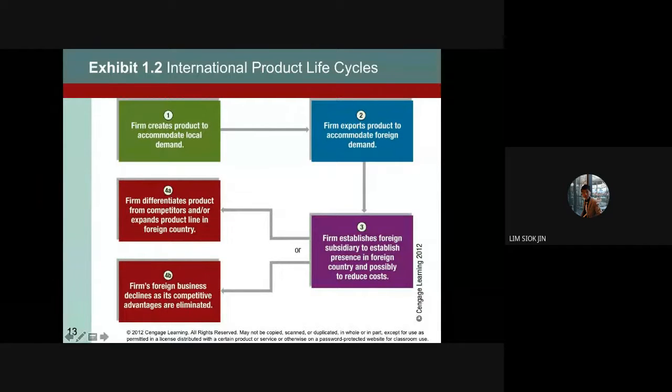So, product life cycle of international product. If we go from number one here, a company creates a product to accommodate local demand. Let's say Malaysia. We like to fly, right? Our left, bottom and right, all are sea. And we are only connected to two countries by land, Thailand and Singapore, our neighbors. So how do we travel to Sabah, Sarawak? How do we travel to Indonesia? We have no choice but to fly. So therefore, Air Asia came about. Air Asia creates a product to accommodate local demand. Now everyone can fly. They say Malaysia can fly.